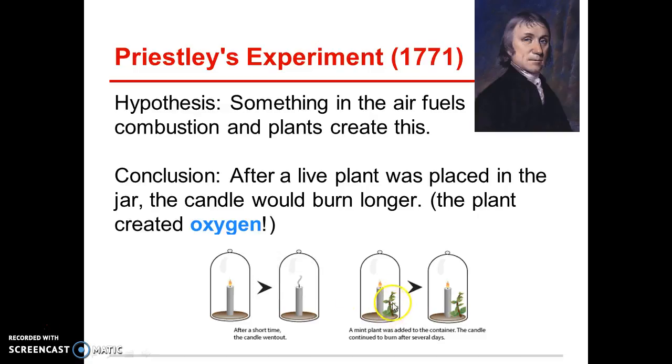But he went ahead and put a plant in the chamber, and he noticed that the candle continued to stay lit a lot longer. So he concluded that if a live plant was placed in the jar, the candle would actually burn longer, and this was because the plant was making oxygen. And oxygen is the fuel that maintains combustion. So that candle is consuming oxygen that the plant was providing. So without the plant, the candle couldn't combust anymore.